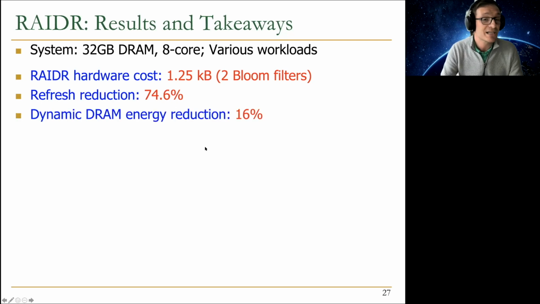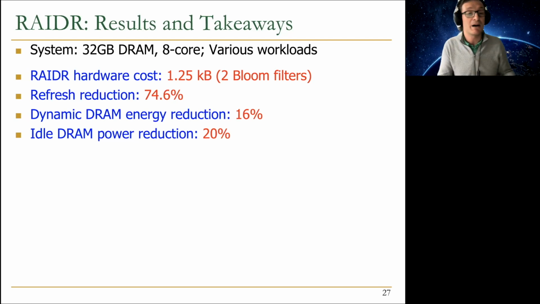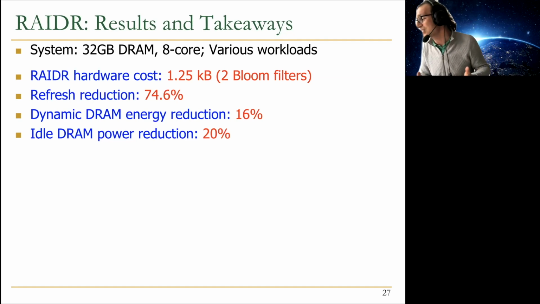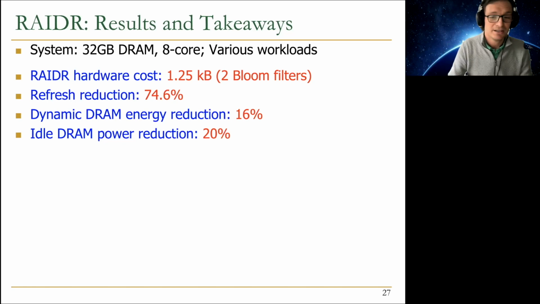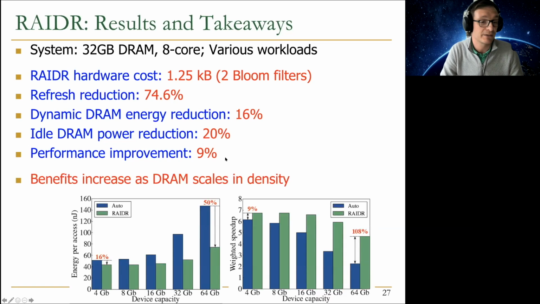Now, this turns out it leads to a significant DRAM energy reduction, like 16%, dynamic. Now, if your DRAM is not working, you get even higher power reductions. So, for example, in my cell phone, DRAM is wasting a lot of power. I get 20% reductions over there. Okay. And the performance improvement is also significant. It's almost about 10%, basically, with very little hardware cost in the end.